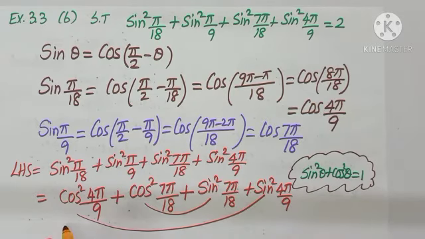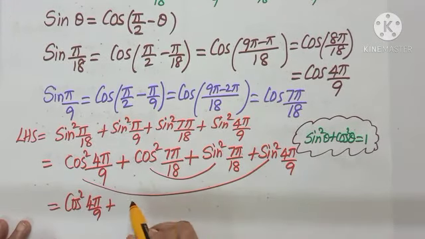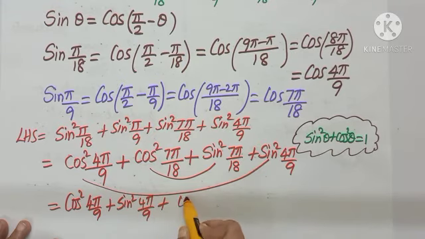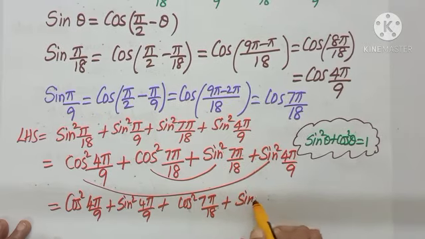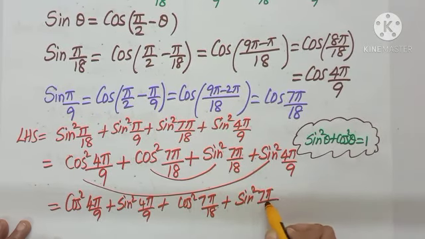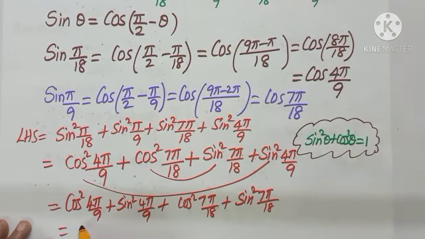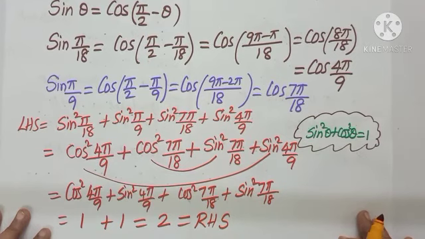So what is my answer? Cos square 4 pi by 9 plus sine square 4 pi by 9 plus cos square 7 pi by 18 plus sine square 7 pi by 18. That gives me 1 plus 1, that is 2. 2 is the RHS and that is the answer.